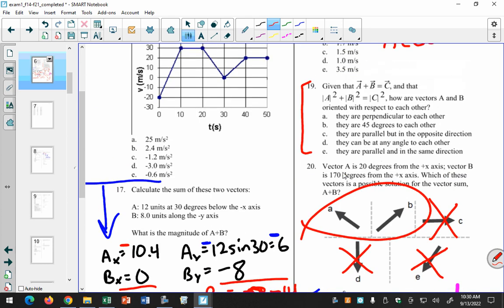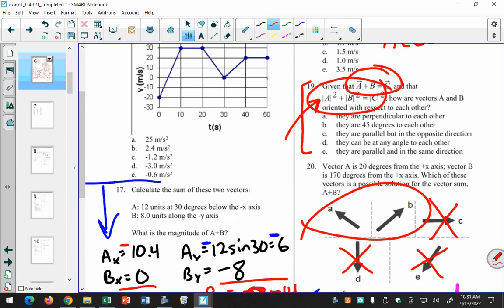Let's look at 19. We had a whole series of questions that were similar to this about whether these two are parallel and in the same direction, or perpendicular, or various orientations of the vectors. In this case, the two vectors add up to equal C, and also the magnitudes add up in that way. The sum of the squares equals the square of the resultant C. This should pique your mind something.